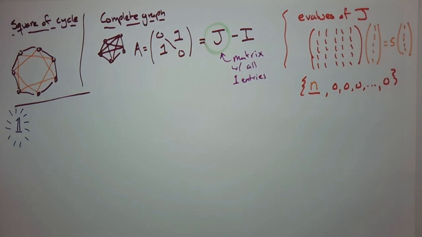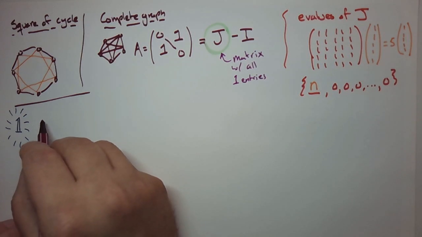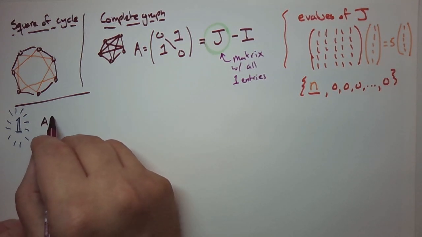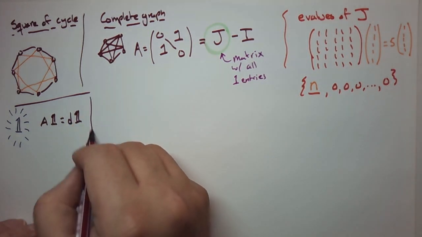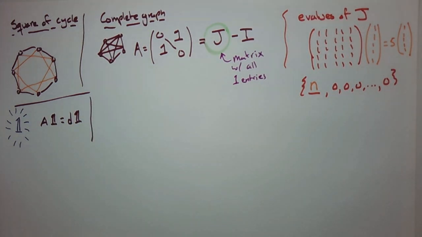So I should pause and say, why is the all ones vector so important? There are a couple of reasons. One reason is that it shows up as an eigenvector for a very nice class of graphs. So suppose I have an adjacency matrix, A, and I multiply it by the all ones, and I have an eigenvalue. For some mysterious reason, I'll call it D times all ones. What does that tell us about the graph? So if all ones is an eigenvector, what must be true?